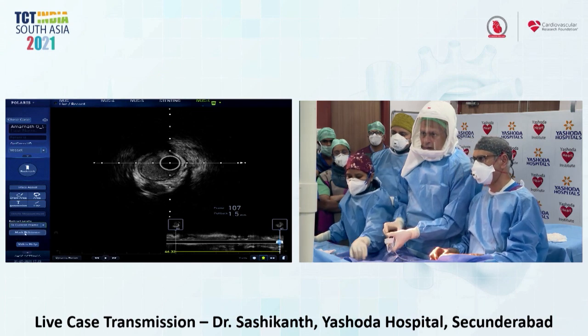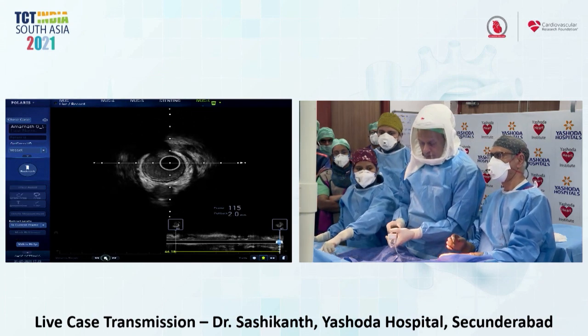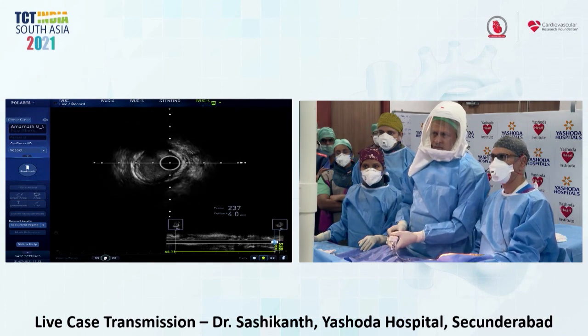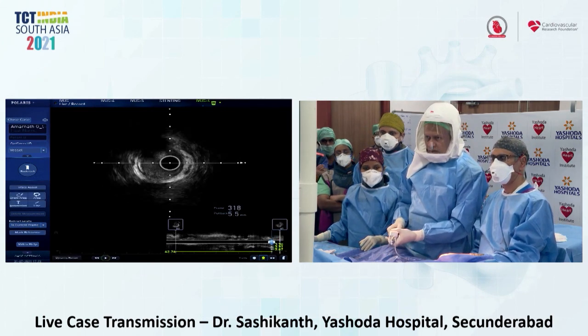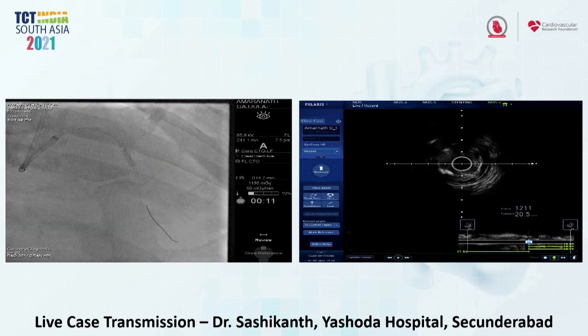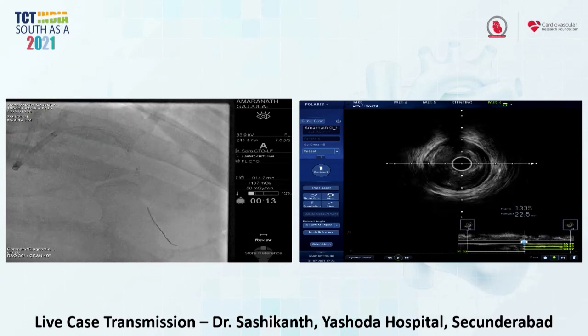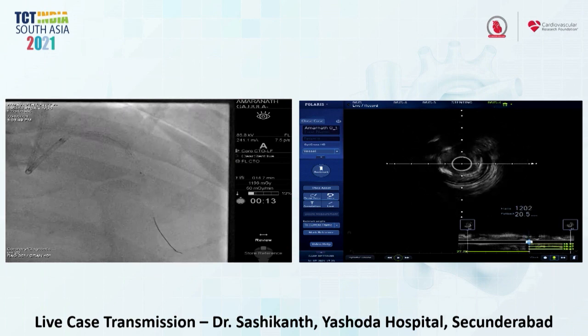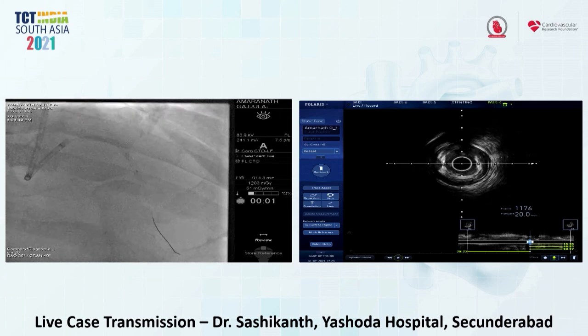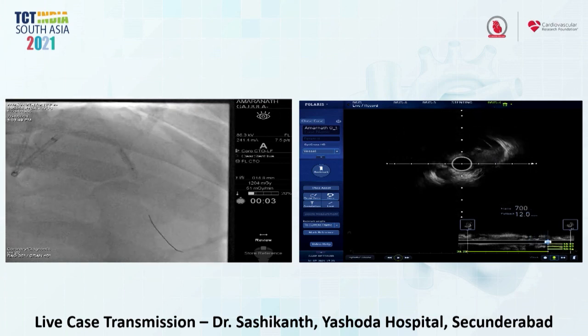If I see correctly, you still have the jailed wire in position, right? Or have we removed the wire? The wire is removed. The second wire is removed. The wire as well as the IVUS catheter have been removed easily. In fact, it just came out very easily without any significant resistance. I would not say this would be the same when the vessel is heavily calcified.